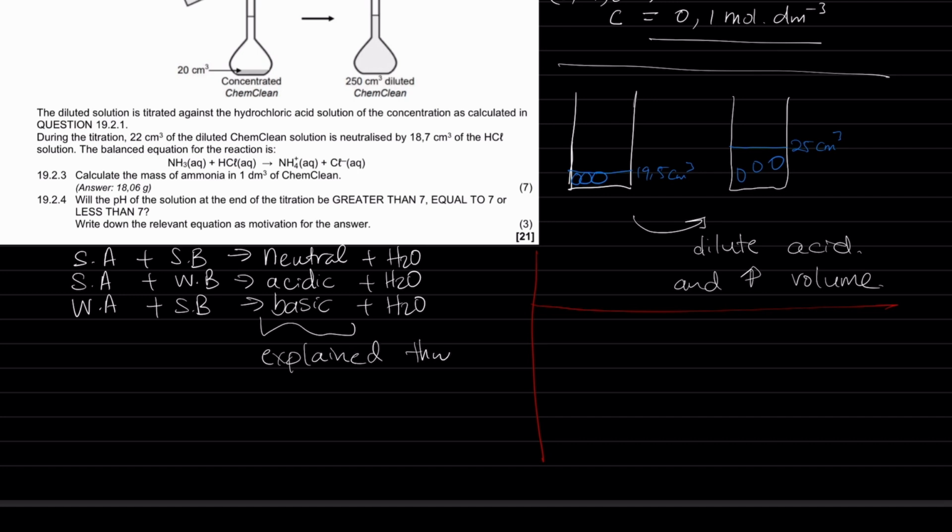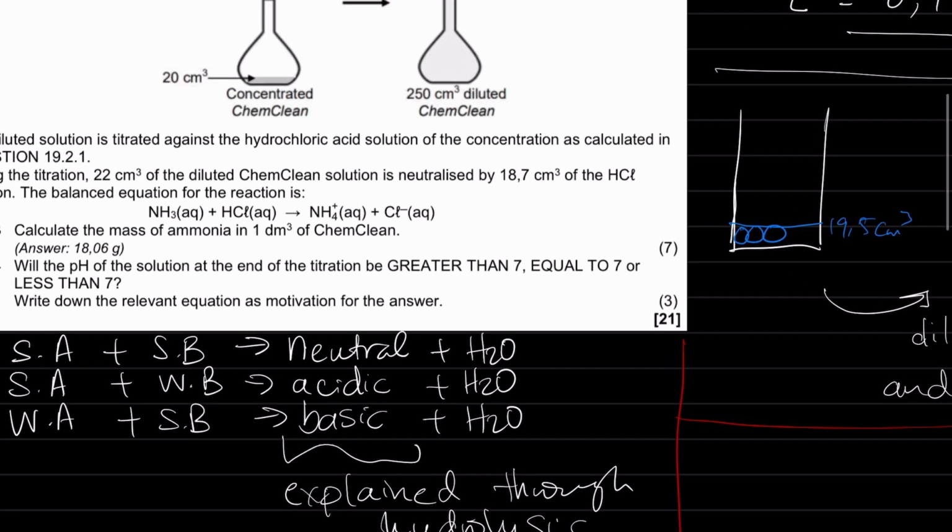So why it's going to be one of these things is explained through hydrolysis. Now, before we even look at the process of hydrolysis, let's figure out what the pH is going to be. So NH3 is a weak base. And HCl is a strong acid. So a strong acid and a weak base will give us an acidic salt. So the pH here is going to be less than 7. Now we need to figure out why.